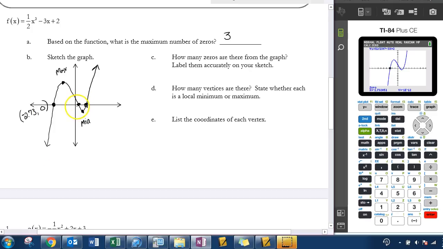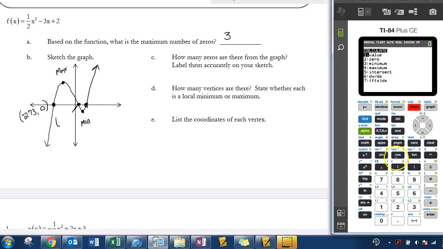If I'm looking to find my next 0 right here, I have to do second trace and choose 0 again. But this time, for my left bound, I'm going to scroll closer to that 0, but still stay left of it, and hit enter. Right bound, I'm going to go to the right of that 0, but not past my next one. So I'm going to go somewhere like right here, right near that minimum, and hit enter.